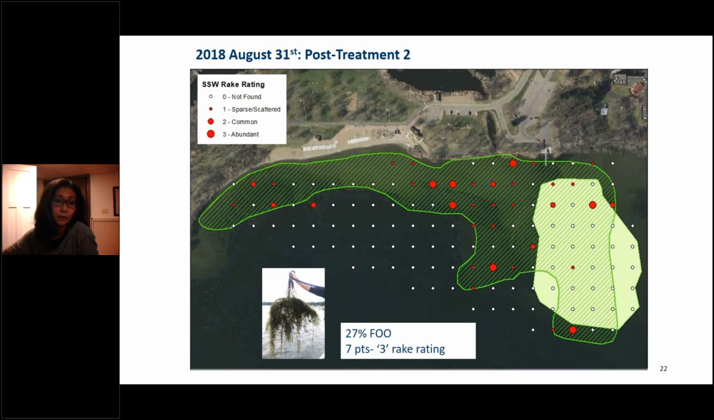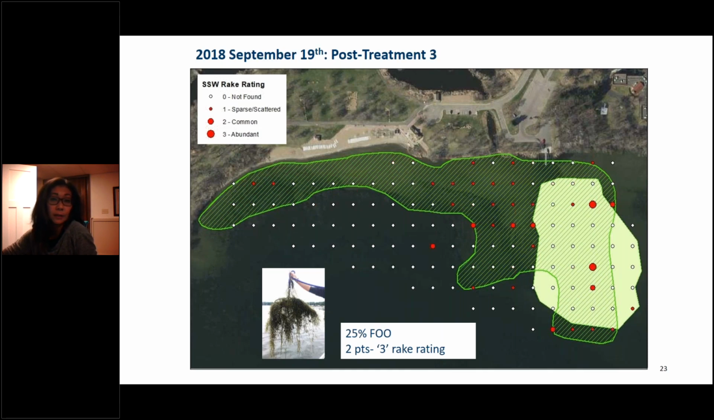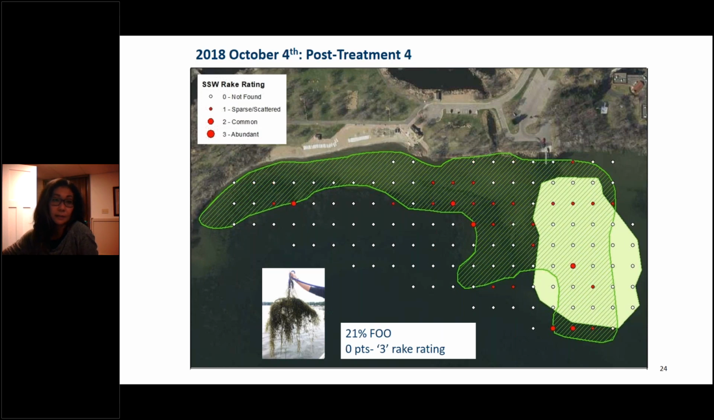Here is the second treatment going down to 27% and 7 points. Not changing as much during the third treatment in terms of frequency, but now dropping down to just 2 points with those really high rate gradings. And then finally, this is the final product at the end of those 4 treatments. So no presence of really large rate gradings for this species at the end, but still 21% occurrence. So it's definitely still there. It's definitely still alive and present by the end of the growing season.